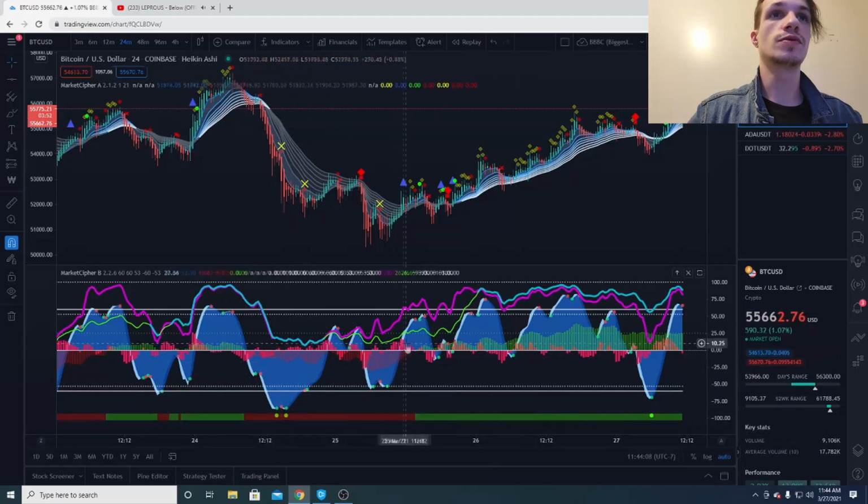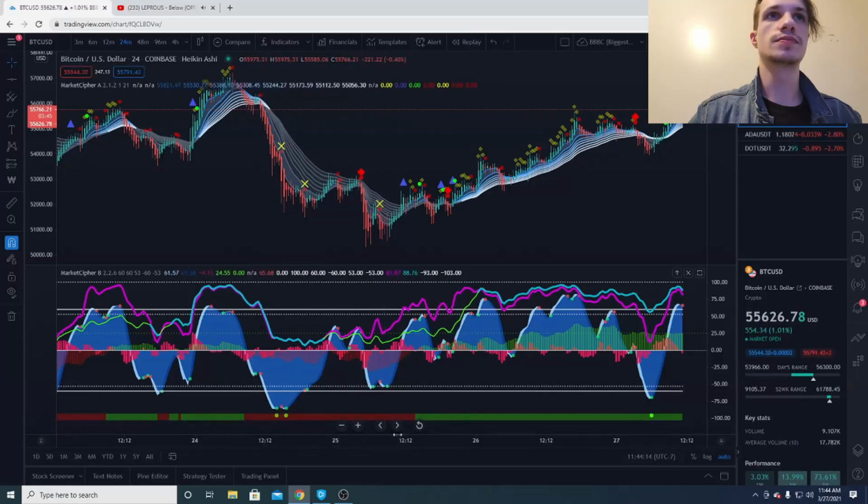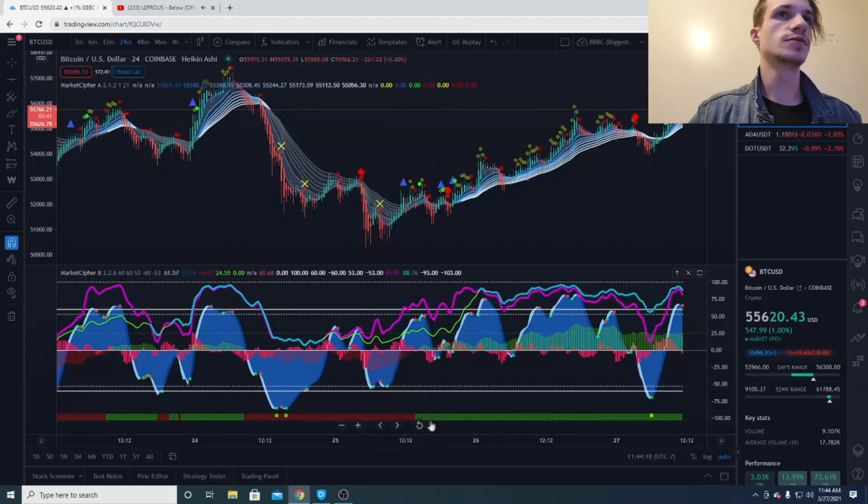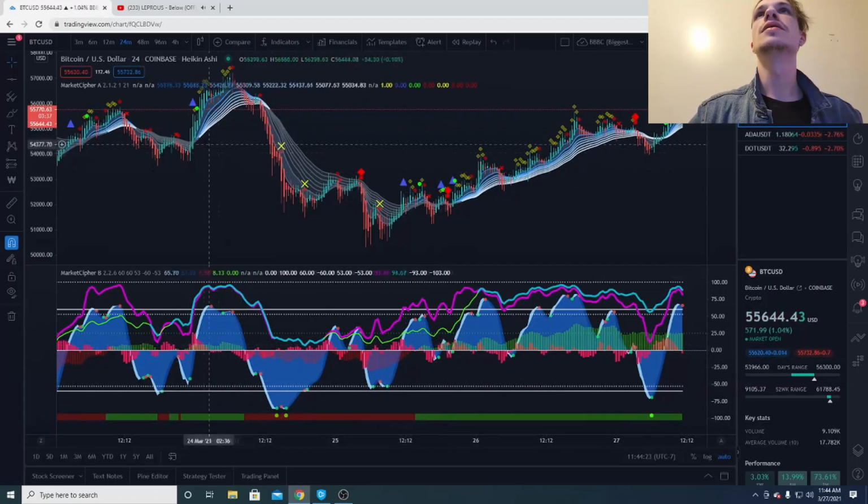And then your money flow will also go in sync with these red and green lines on the bottom. So right here, money flows in the red. Right here, money flows in the green, all right? So money flow green, money flow green, money flow red, all right?